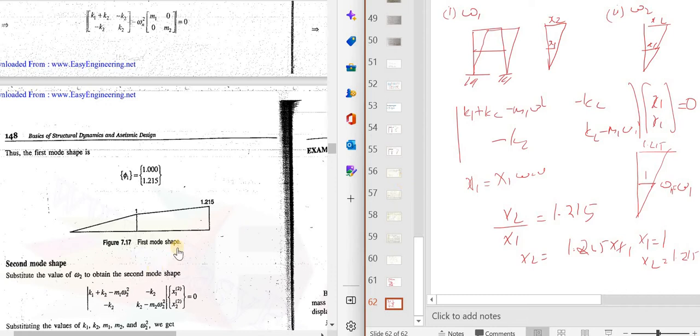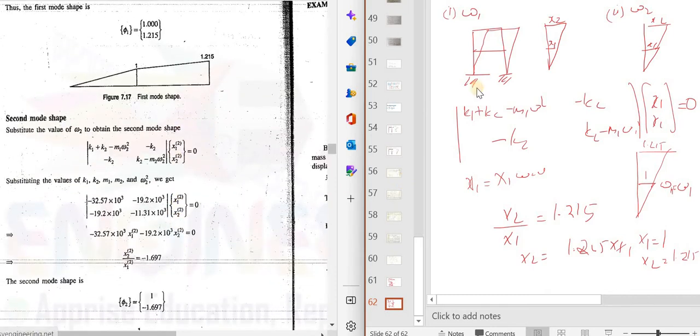Now similarly, when omega n is equal to omega 2, here I am substituting omega 2, then you can see here I am getting x2 by x1 is equal to negative sign, minus 1.697. That is, again, when x1 is equal to 1, what is x2? I am just putting x1 is equal to 1, x2 is minus 1.69. So how will be my mode shape? If I draw, then the second mode shape will be, when it is 1, it will be minus. So it will be to the opposite side. So this one will be 1 and this one will be 1.697.